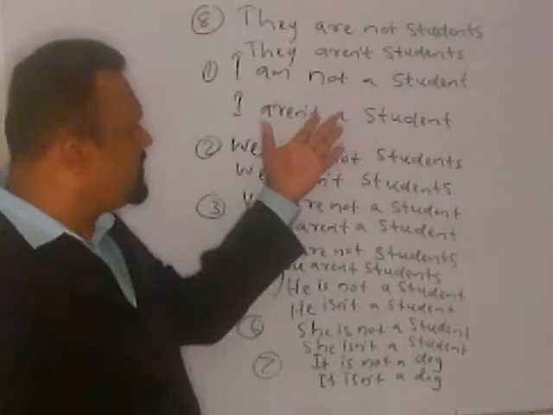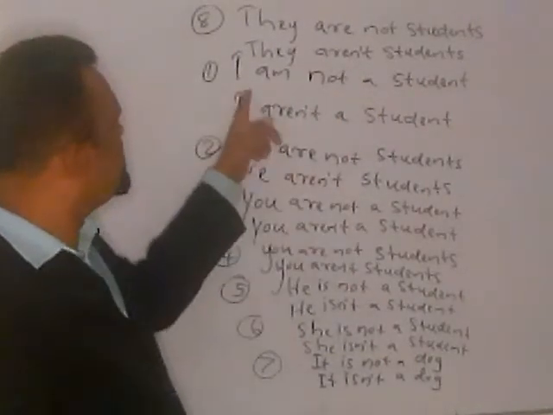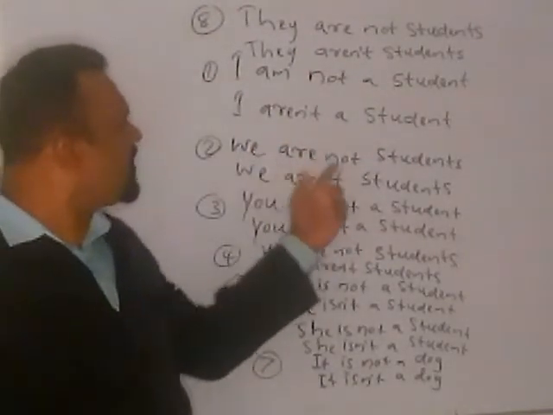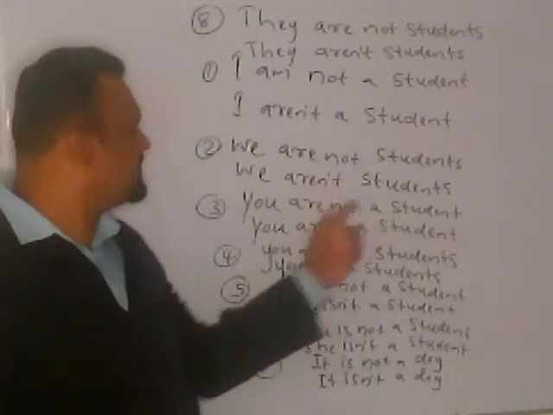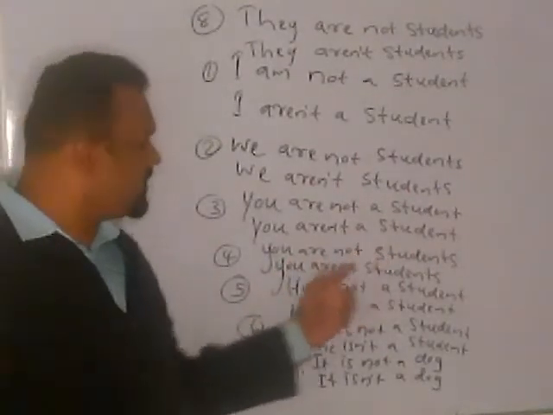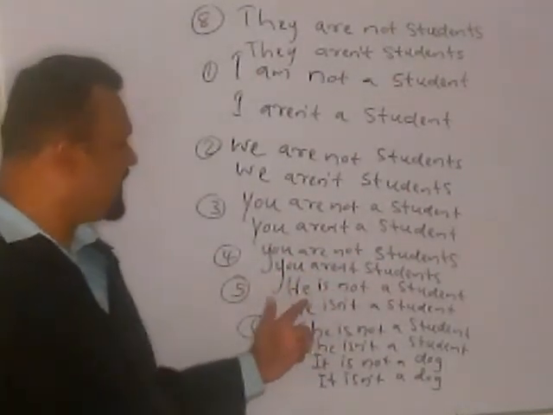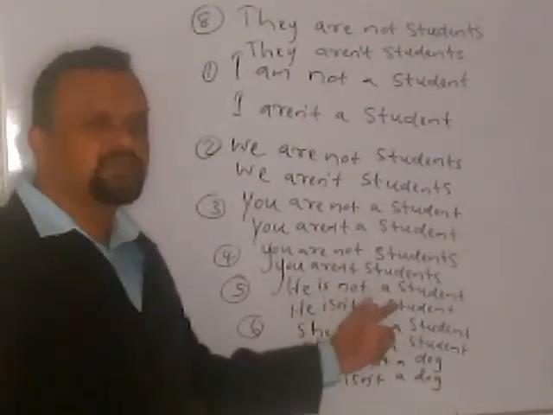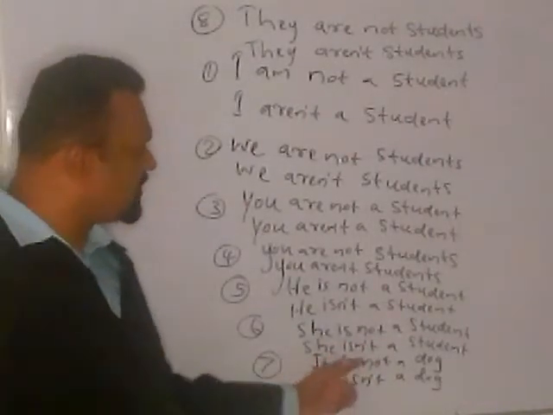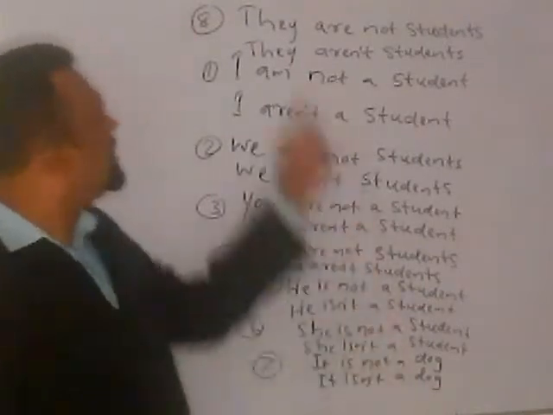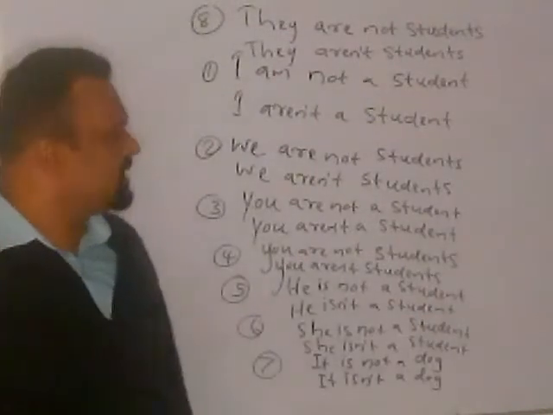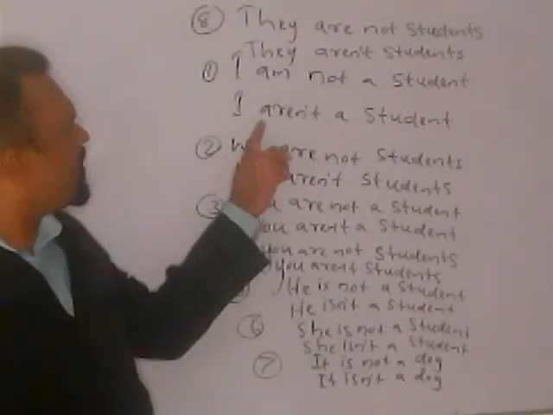We can call these negative statements. First one, I am not a student. Then I aren't a student. We are not students. We aren't students. You are not a student. You aren't a student. You are not students. You aren't students. He is not a student. He isn't a student. She is not a student. She isn't a student. Next one, it is not a dog. It isn't a dog. Last one, they are not students. They aren't students.